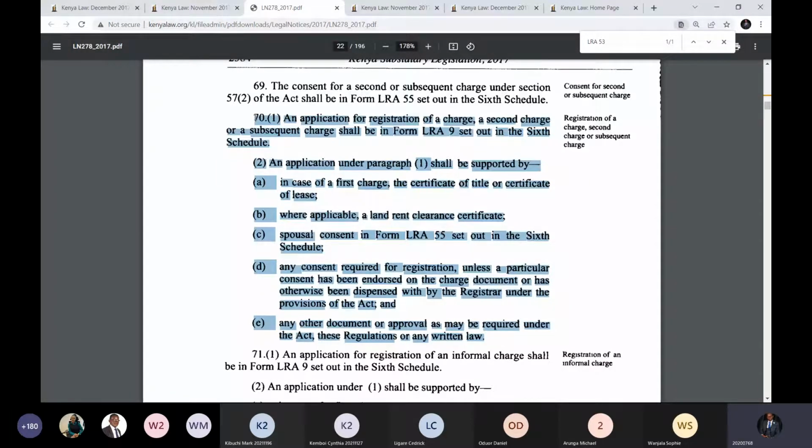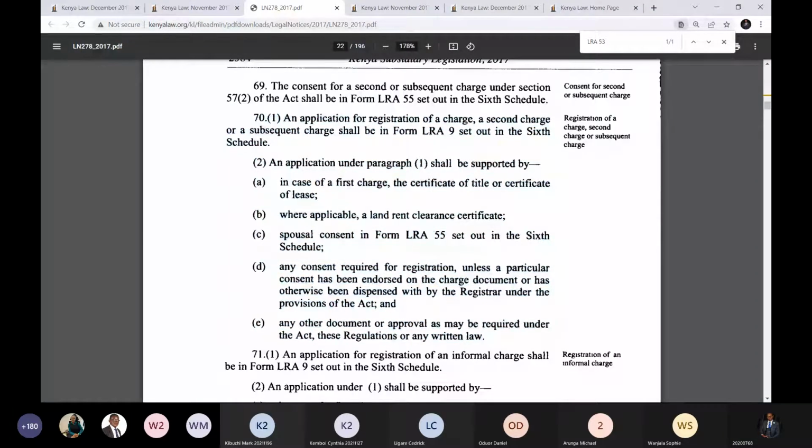And another crucial documentation that hasn't been listed there will be stamp duty payment slips. So you also need to lodge the stamp duty payment slip. So you need to talk about payment of stamp duty in regards to this matter. So what's the rate of stamp duty when it comes to a charge?